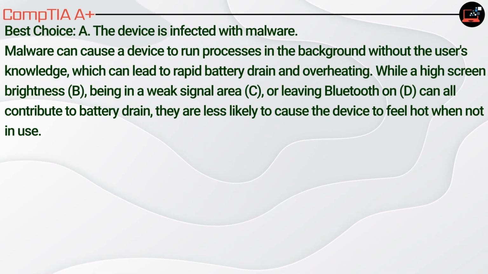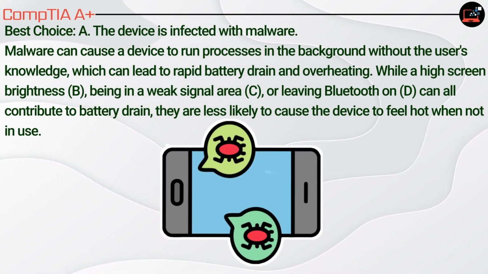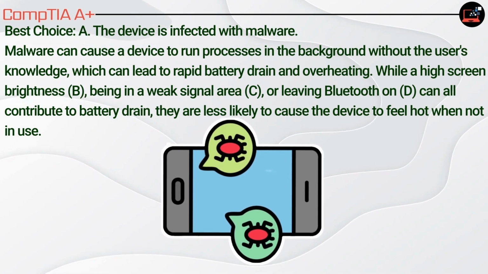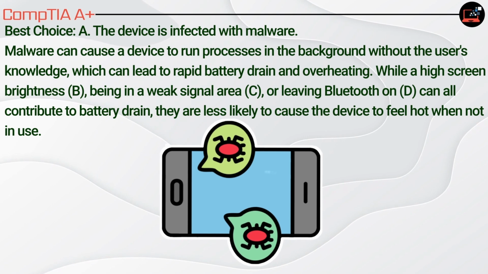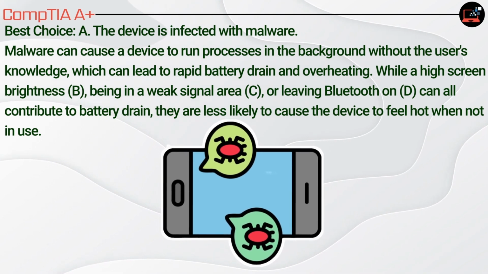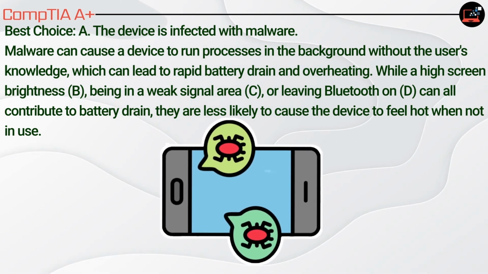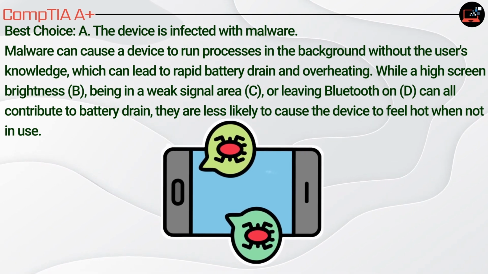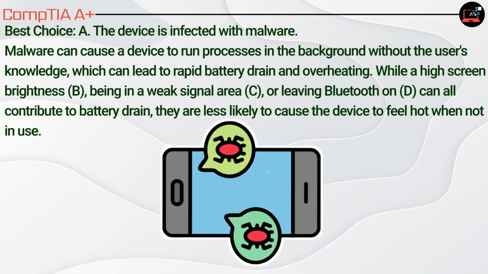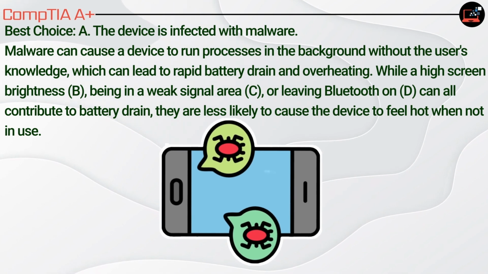Best choice, A. The device is infected with malware. Malware can cause a device to run processes in the background without the user's knowledge, which can lead to rapid battery drain and overheating. While a high screen brightness, B, being in a weak signal area, C, or leaving Bluetooth on, D, can all contribute to battery drain, they are less likely to cause the device to feel hot when not in use.